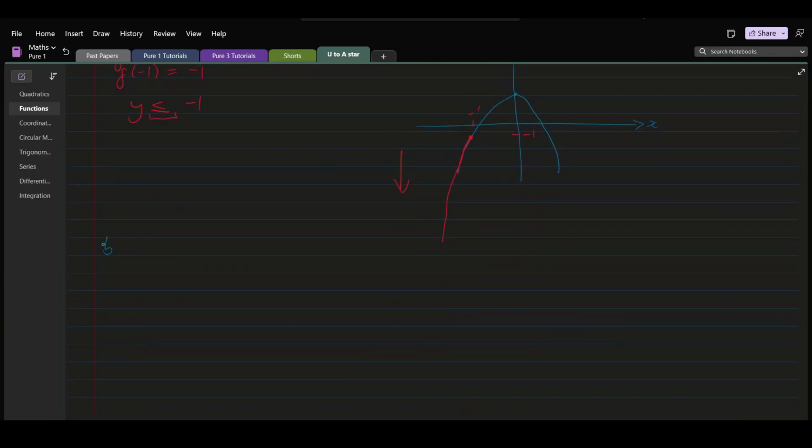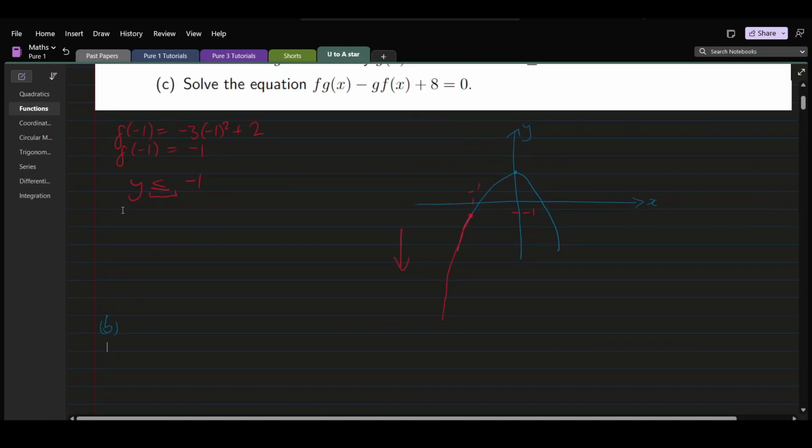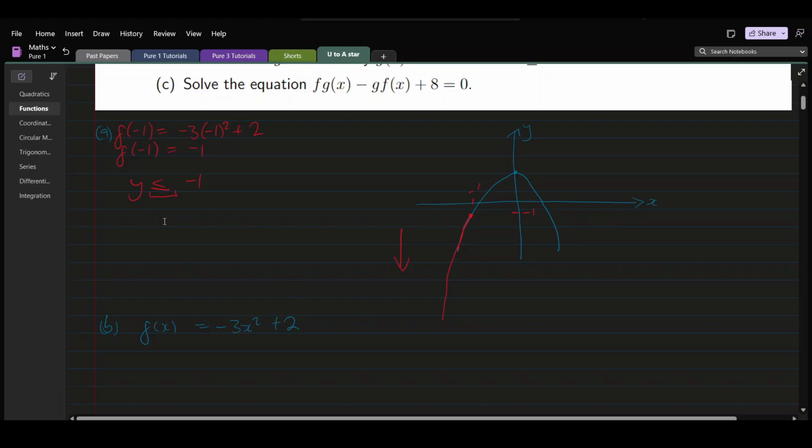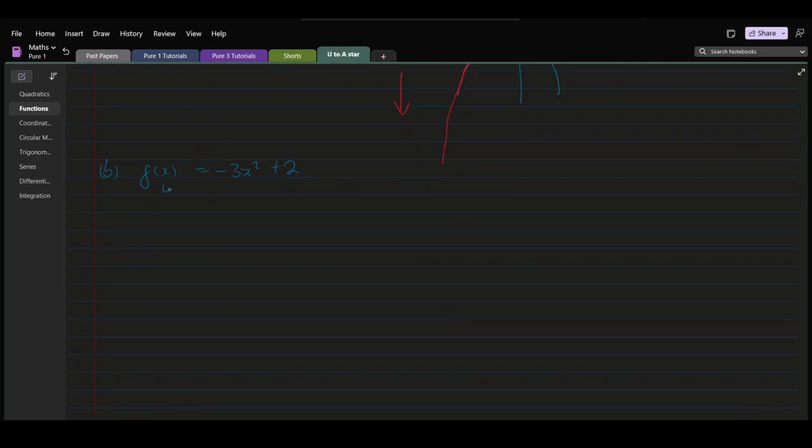So I should label this. This is B and this is A. So for B, we want f inverse of x. f of x is equal to negative 3x squared plus 2. Let's substitute f of x with y, so this becomes y is equal to negative 3x squared plus 2. Then to get f inverse of x, we're going to make x the subject of the formula. So this becomes 3x squared is equal to 2 minus y. We'll simply interchange these two.